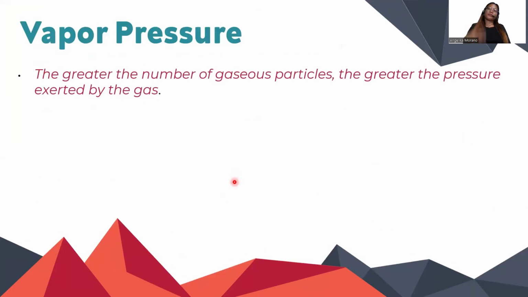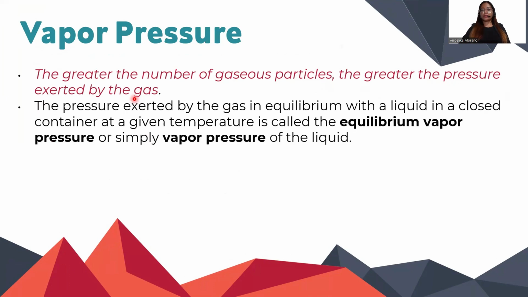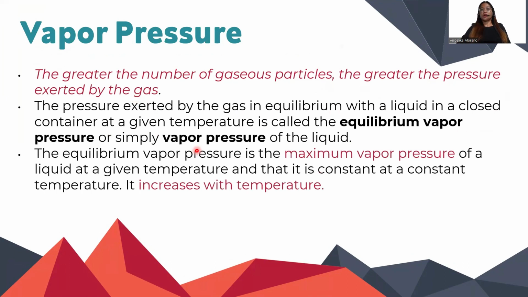So in the vapor pressure or the pressure of the vapor itself, ang ihapong relationship is that the greater the number of gaseous particles, the greater the pressure exerted by the gas. So kung mas daghan gas particles, of course, mas taas po na siya og pressure. So the pressure exerted by the gas in equilibrium with a liquid in a closed container at a given temperature is called the equilibrium vapor pressure or simply the vapor pressure of the liquid. So kung ang equilibrium vapor pressure or vapor pressure itself is equal to the maximum vapor pressure of a liquid at a given temperature. So kung musaka ang temperature, musaka pud ang pressure sa usa ka liquid.